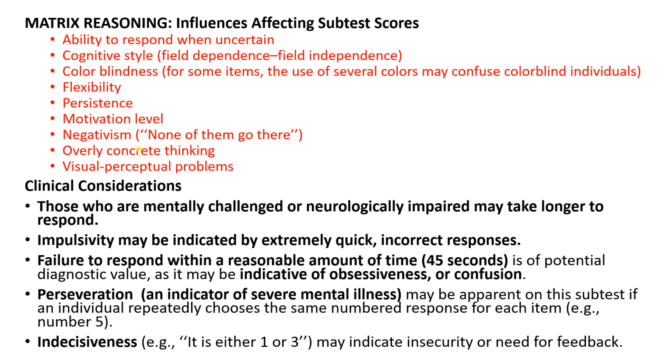For example, one is saying, like you have seen in KBC, that this may also be correct and that may also be correct. It is either one or three. Such verbal responses given by the participants may indicate either of the two things. Either he or she is feeling some insecurity, or he or she is requiring some feedback from the examiner, and therefore such responses clearly indicate that the participant is not able to take a decision. It is an indicator of indecisiveness.